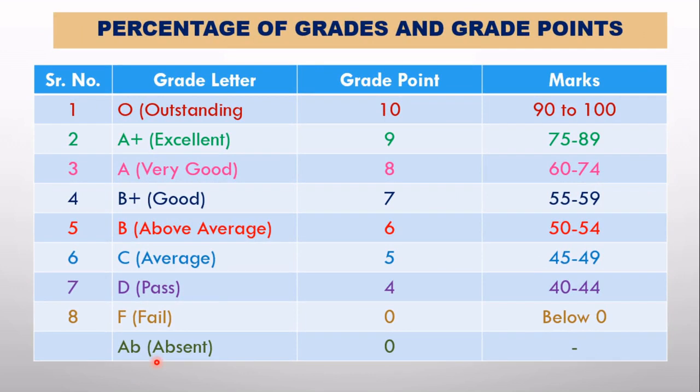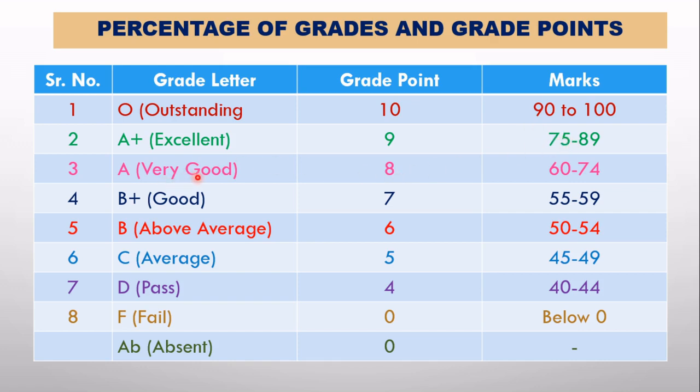Percentage of grades and grade points. This table is very important for result calculation or to know your result. If any student gets grade letter O, it is known as outstanding, because he gets 10 credit points, and marks 90 to 100. If any student gets A plus, it is known as excellent. The student gets grade point 9, that is marks between 75 to 89.